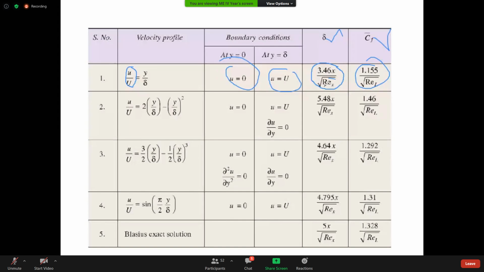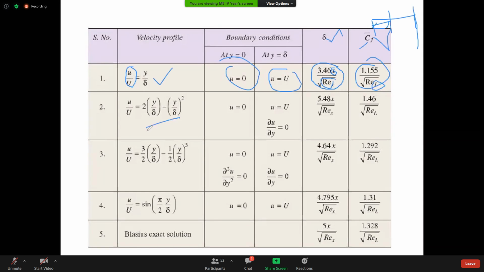Rex is the Reynolds number at a particular distance. For example, this is the plate. The total length is L, but I am calculating the Reynolds number at a distance x. Actually, the length is 2 meters, but I am calculating at a distance of 0.5 meter. That is x, at a distance x. This 0.5 is the x. If I am calculating throughout the length, then that is according to L. If I use this profile, I will get this delta and this CF.